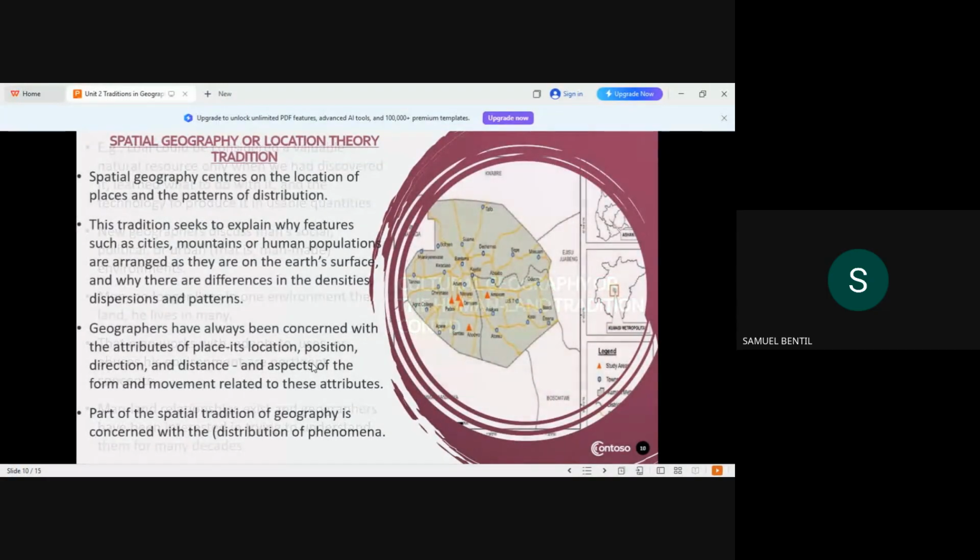The next one we want to touch on is spatial geography, or what we call the location theory tradition. Spatial.